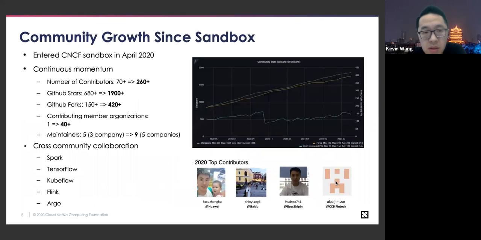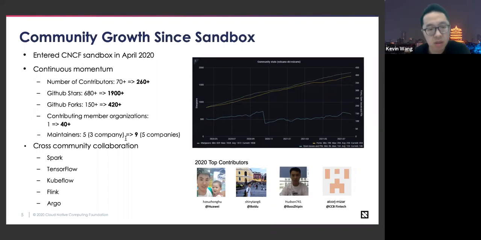Okay, so just a little bit about the community growth since we entered the sandbox. Currently we have over 260, actually I think the latest number is 270 contributors from all over the world. And the GitHub stars is nearly 2000. And on contributor diversity, we now have nine maintainers from five different organizations. And we also have more than 40 contributing member organizations.